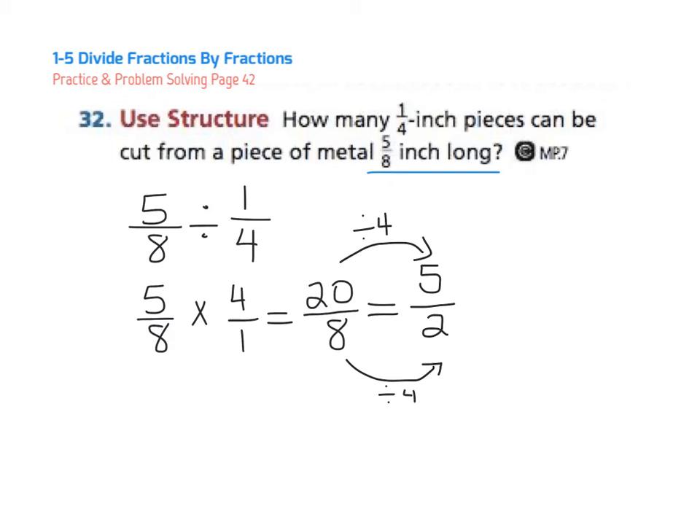If I change that to a mixed number, I think my problem will be easier to understand. 2 can go into 5 2 whole times with 1 left over. 2 1/2 is the same as having 5 halves. So if I go back to my question, how many 1/4 inch pieces can be cut? The answer is 2 pieces with 1/2 left over. So 2.5 pieces.